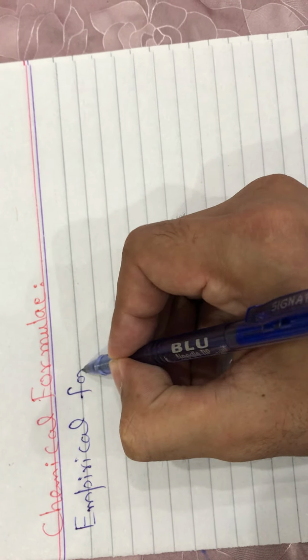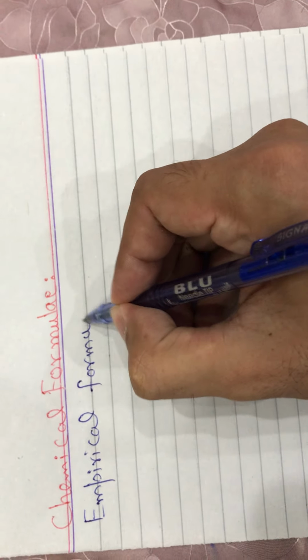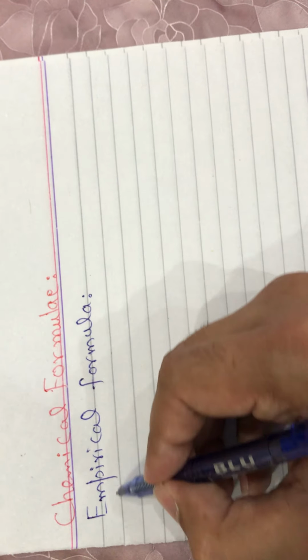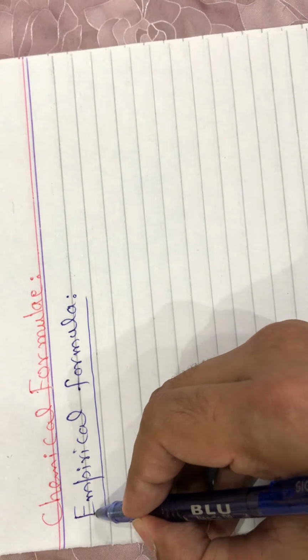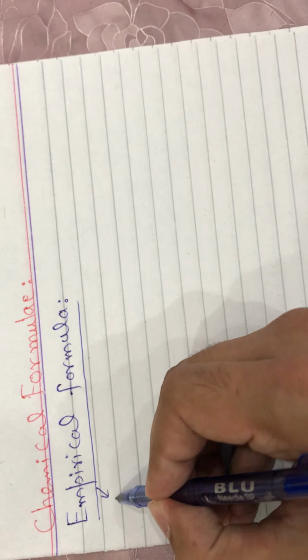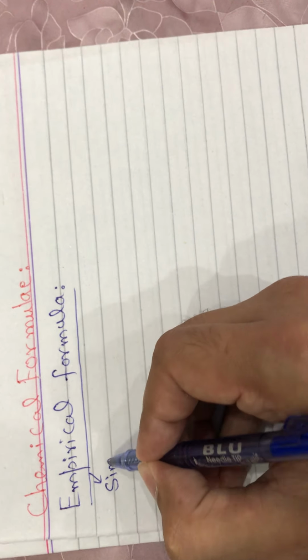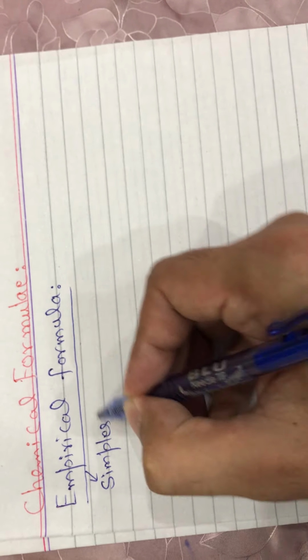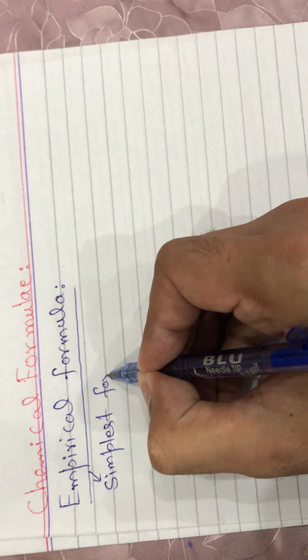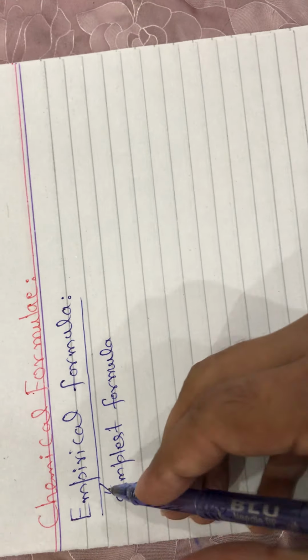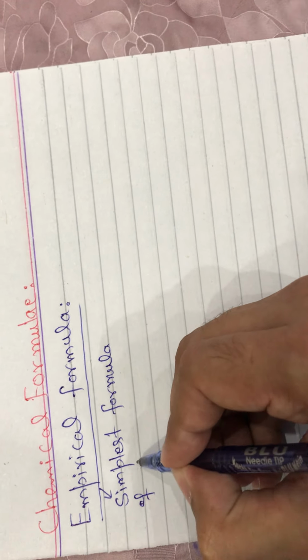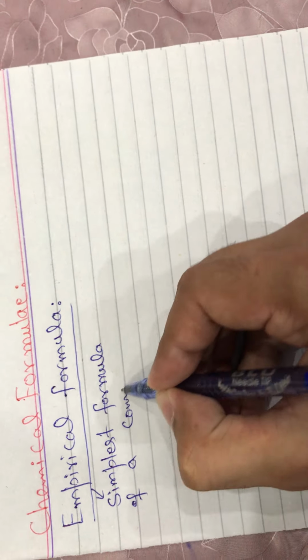Empirical formula. It refers to the simplest formula. The simplest formula of a compound is called its empirical formula.